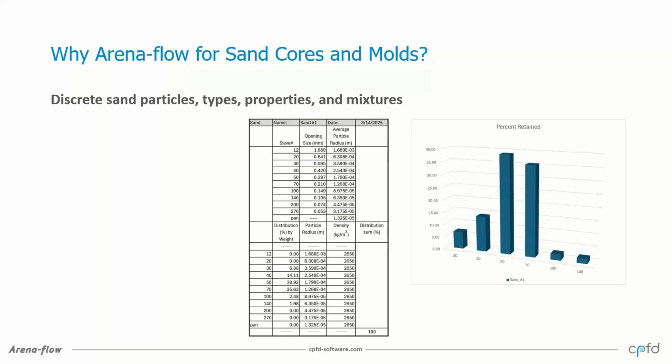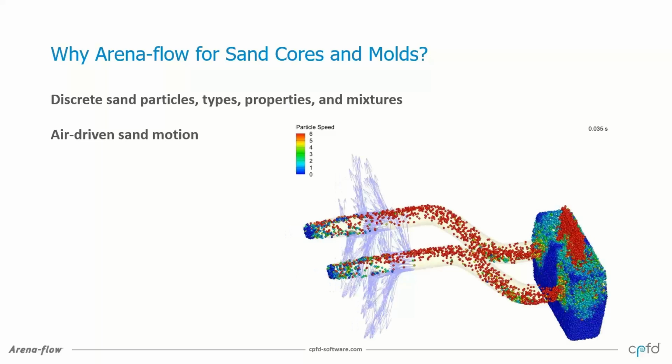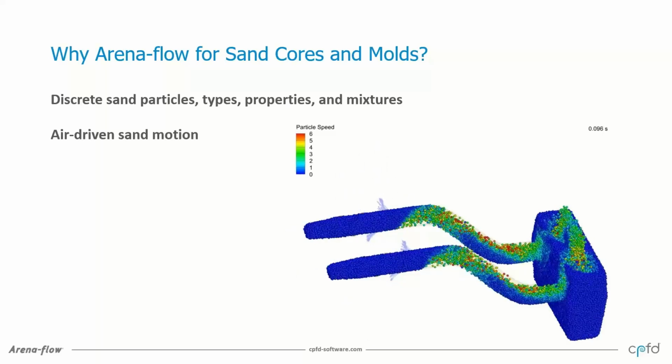And the first is discrete sand particle properties. So each particle in Arena-flow is a discrete Lagrangian particle for the CFD types out there. That means every particle has its own size. You're capturing the sand size distribution, typically from a sieve analysis, the density, the type of sand, zircon, silicon, something manufactured, and the properties of that sand, and that's a direct input into the software and significantly influences the Arena-flow results.